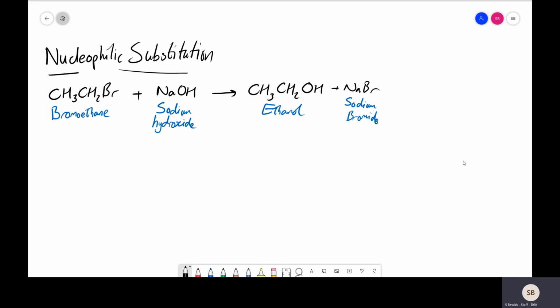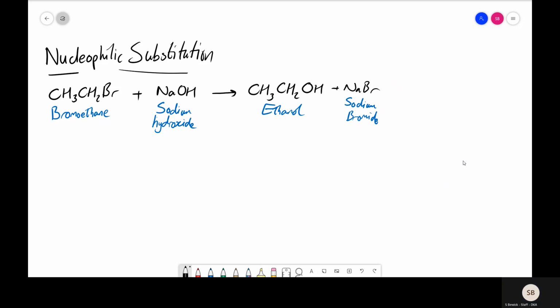It introduces how conditions can change reactions. So you need to be so confident with nucleophilic substitution that you can do this with your eyes shut. I'd advise against it, but you know what I mean. So this is the reaction we're going to look at. Bromoethane, we're going to react it with sodium hydroxide, and it's going to produce ethanol and sodium bromide.